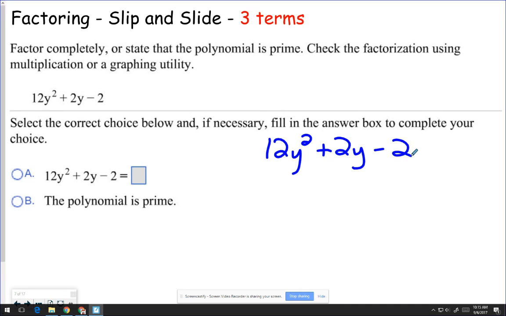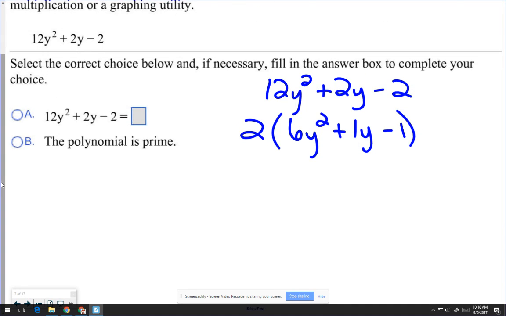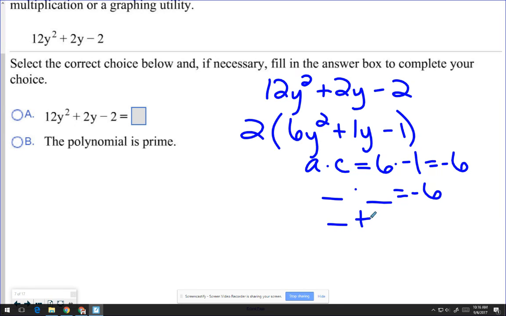We still go GCF first. So what goes into those three? That would be 2. That would leave me with 6y squared plus 1y minus 1. I still do the AC multiplication. So A times C. I still want two numbers that multiply to -6 and that add to +1. And again, that is AC there and that is B there. And those two numbers are still 3 and -2.